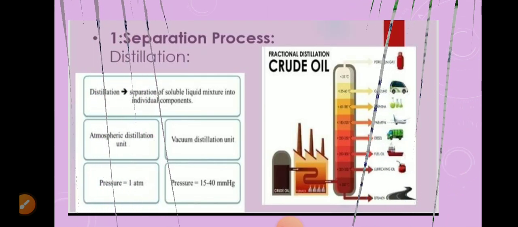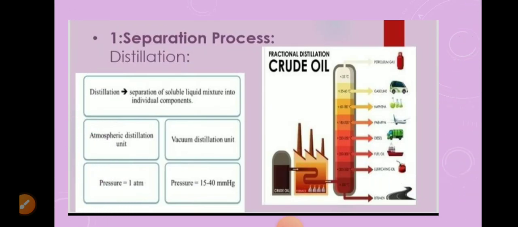First is the separation process. Separation involves distillation. What is distillation? Distillation is the separation of a soluble liquid mixture into individual components on the basis of their boiling points. In the petroleum industry it can be of two types: atmospheric distillation unit and vacuum distillation unit. In atmospheric distillation, the pressure is 1 atm, but in vacuum distillation, the pressure is lower than 1 atm. It ranges from 50 to 40 mmHg. The purpose of carrying out vacuum distillation under reduced pressure is to vaporize crude oil residues that remain unvaporized after atmospheric distillation.